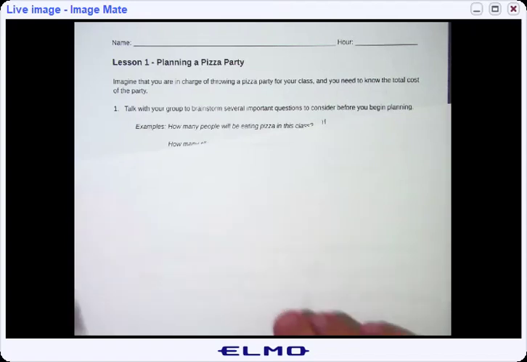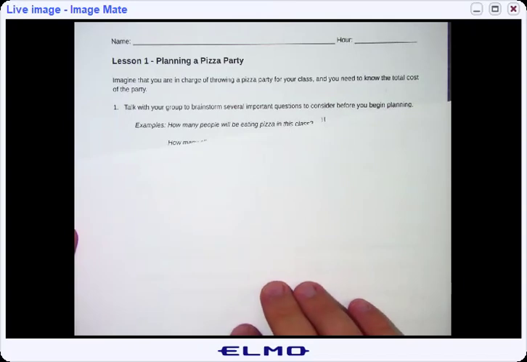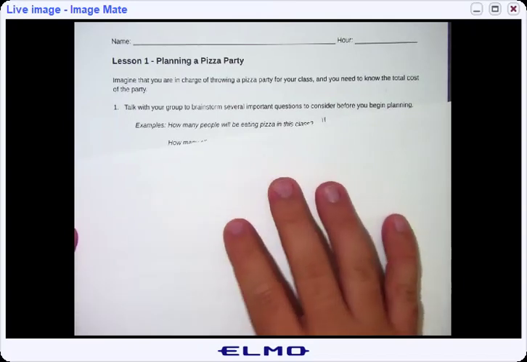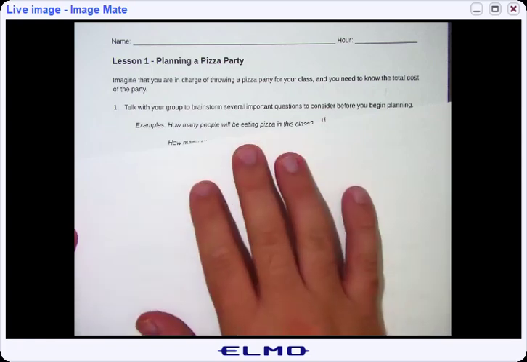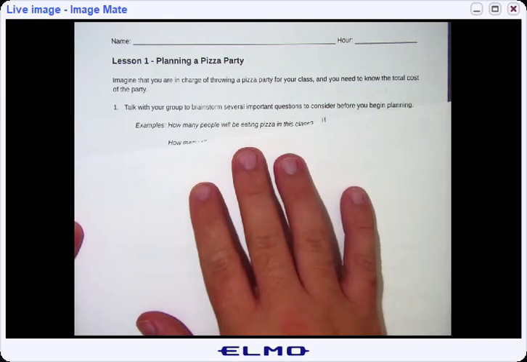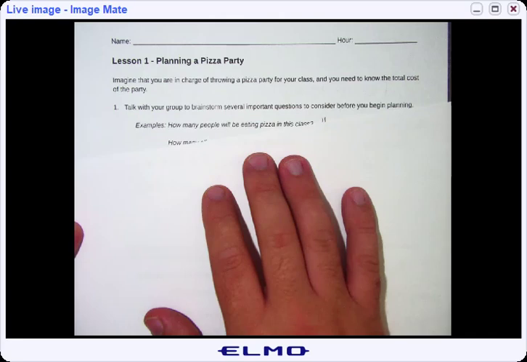So the lesson that we got going is planning a pizza party, right? Instead of doing our lesson in the book, we're going to do it here on this piece of paper. It says, imagine that you're in charge of throwing a pizza party for your class, and you need to know the total cost of the party. It says, talk with your group to brainstorm several questions to consider before you begin planning.